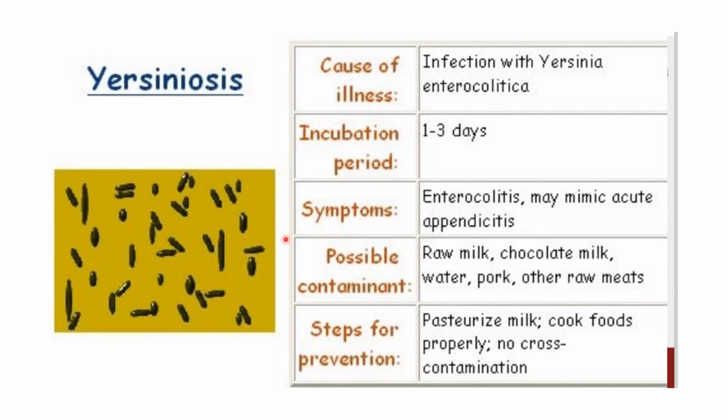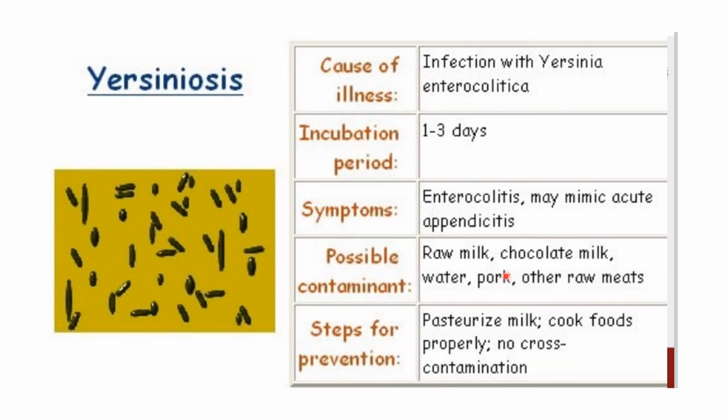So the incubation period is 1 to 3 days, and the symptom that may occur if you get infected with Yersinia enterocolitica is enterocolitis, as the species name of the bacteria implies, which will mimic acute appendicitis. The food article most noted as involved with Yersiniosis is actually pork.